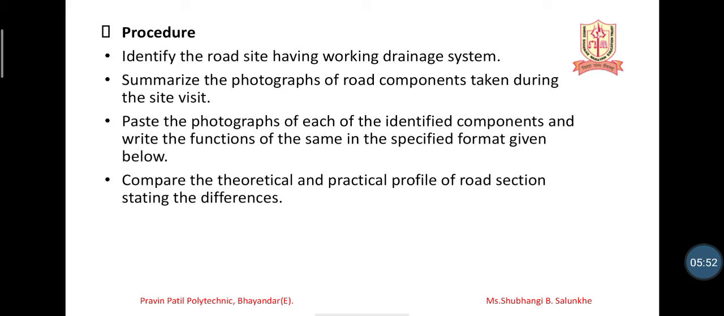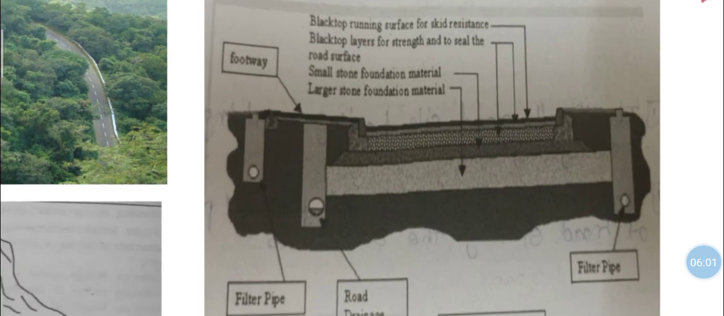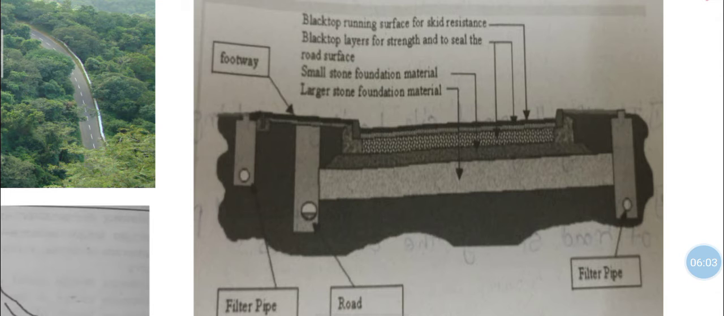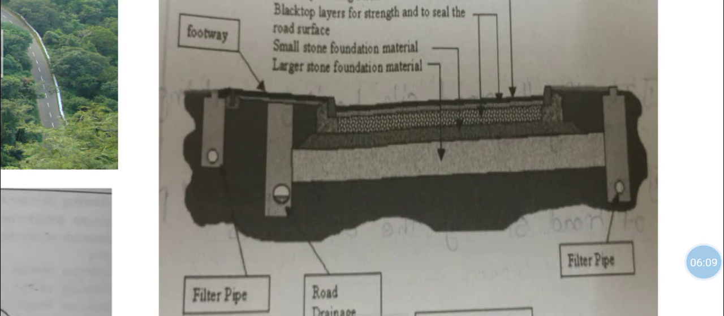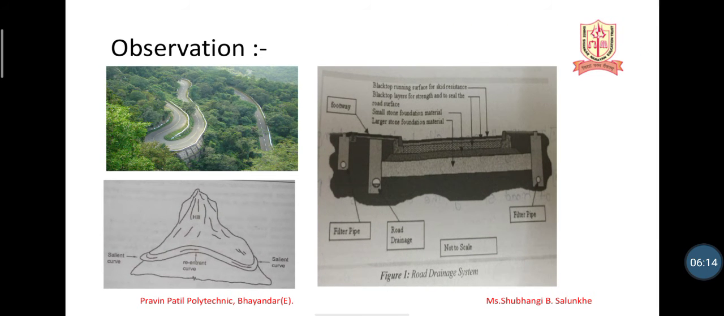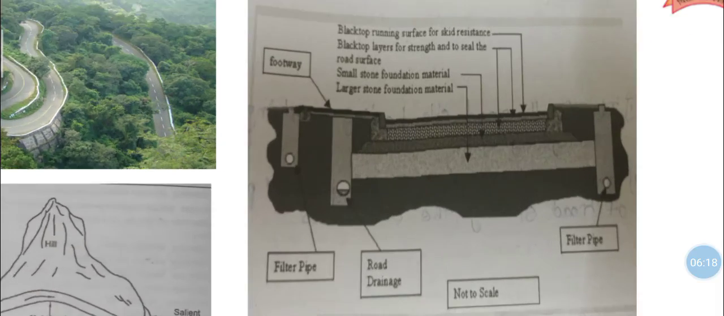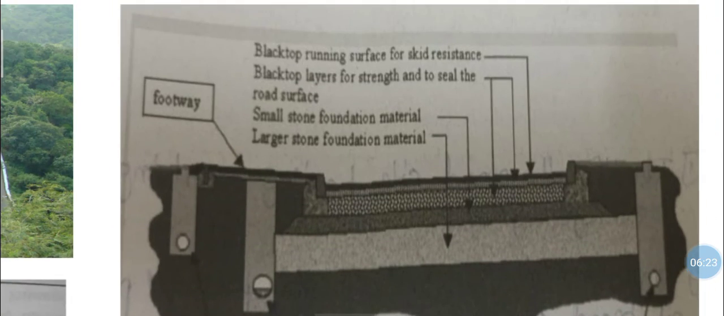After sticking the photos, we can write which components of our drainage system we have found. As you can see over here, this is a drainage system. Here there is also a side drainage. Here there is a catch water drainage. For the cross drainage, they have fitted a pipe. There is also a longitudinal drainage. So this is a road drainage system.